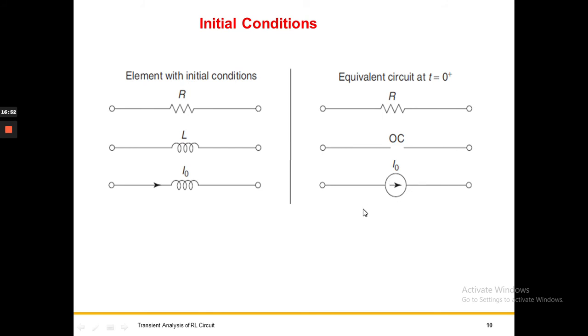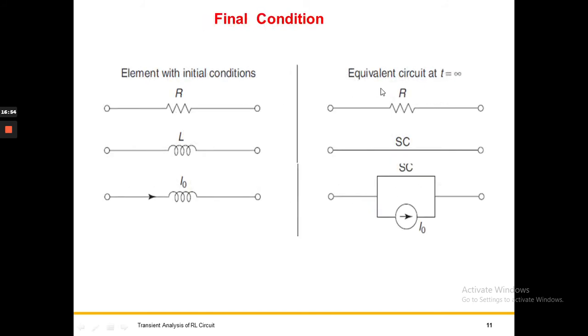Then the final condition means at time t tends to infinity. Okay. So resistance is frequency independent, so at final time also the value of the resistance remains the same. But for an inductor, finally it is going to act as a short circuit. Okay. For DC, the inductance value will be 0. That means the inductor will finally act as a short circuit.